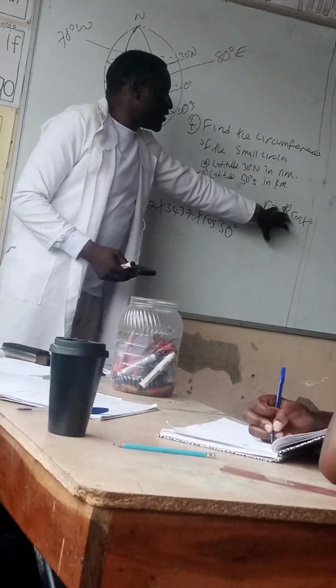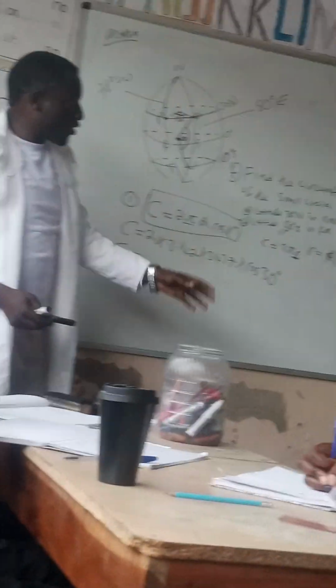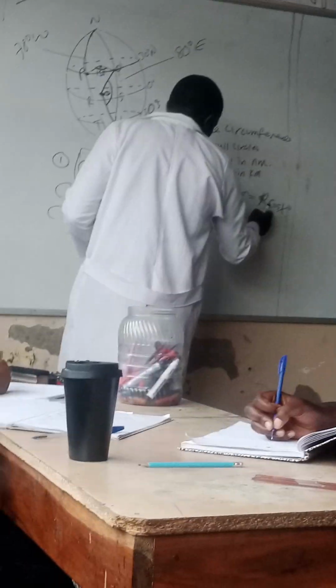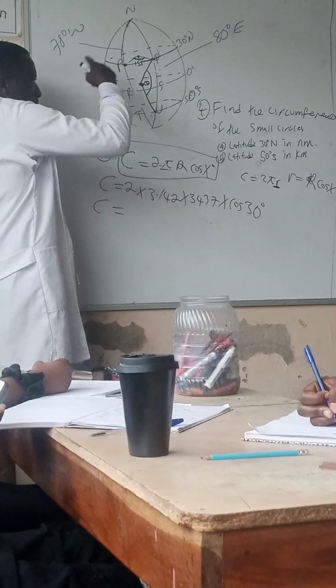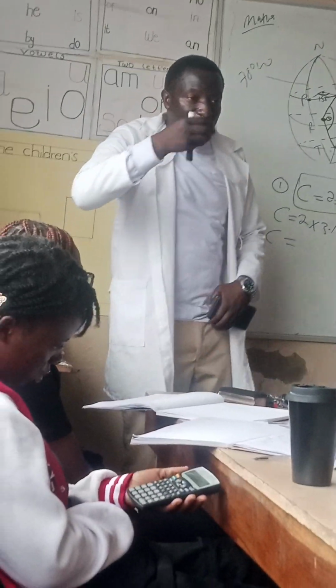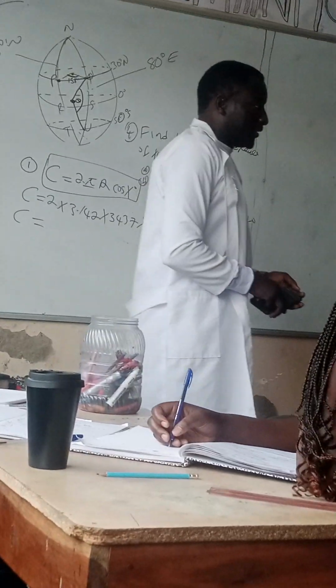Don't worry about that. This R is basically the radius of the small circle. Then now you have to transition it into the capital, but don't worry about that. Or it's the radius of the earth in nautical miles. They will give you, don't worry. They will always give you. If they don't give you, come and tell me.